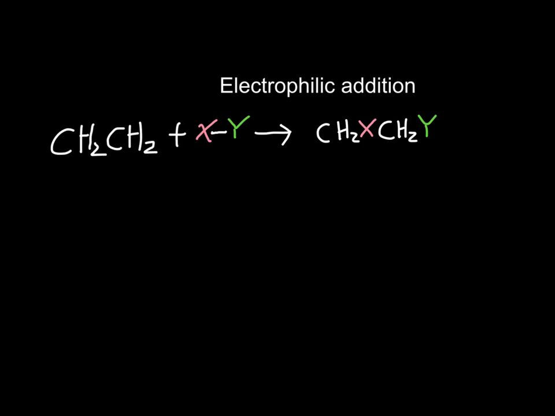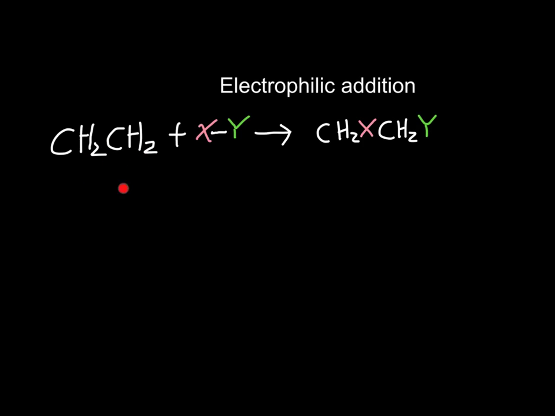So this video is on electrophilic addition. Electrophilic addition occurs with alkenes, and it's where the double bond opens up and substances are added onto the carbons in the double bond. So the overall equation for a general electrophilic addition looks like this.